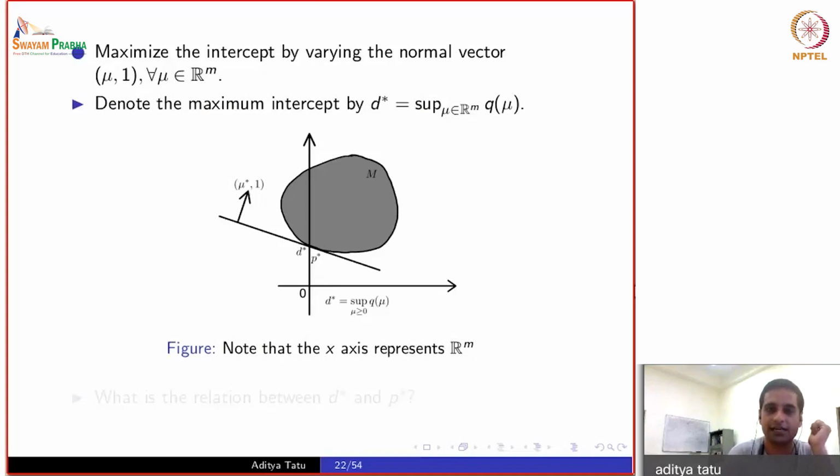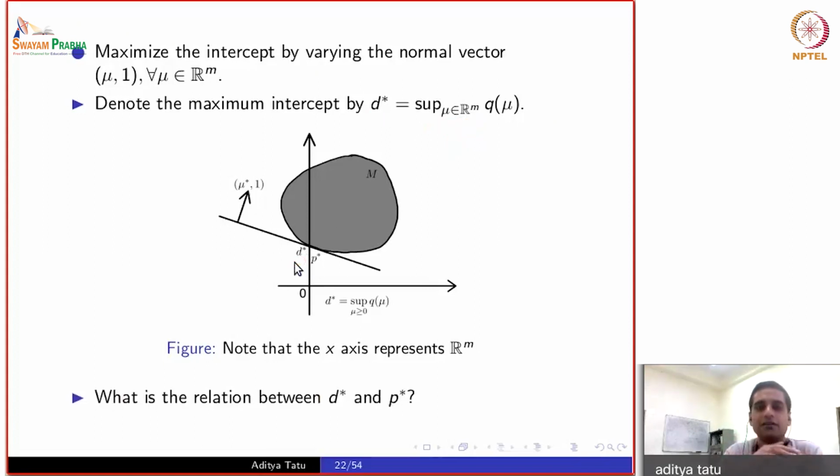Okay. D star is the maximum intercept by allowing you to choose any normal vector. The only condition is it cannot be a vertical hyperplane, which is why the variable is only mu, not mu comma t or whatever. That maximum intercept is what I am calling D star. In this geometric problem, what is the relation between D star and P star?